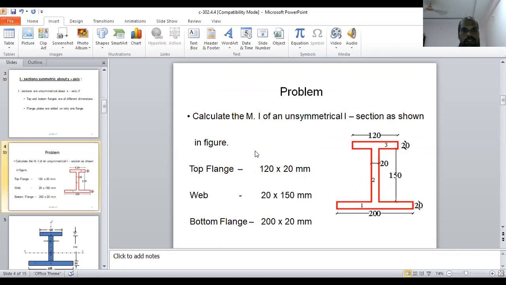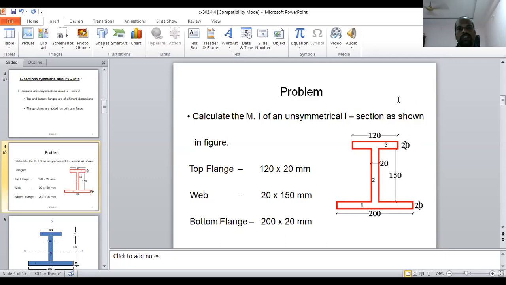First of all, this is the given section. We need to find the moment of inertia of the unsymmetrical I section. Of course, in the problem answer, we need not mention unsymmetrical. By seeing the figure itself, we can say that it will always be symmetrical about the y-axis, but the figure shows the bottom flange is wider and the top flange is smaller. From this, it is self-understood that it is unsymmetrical about the x-axis.